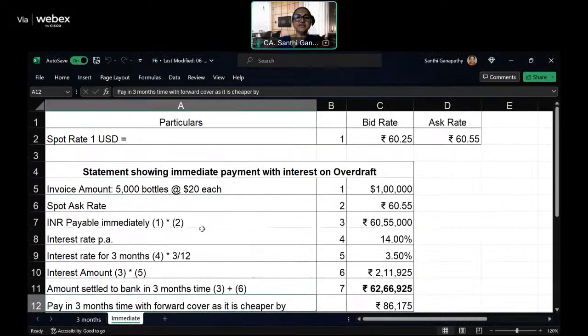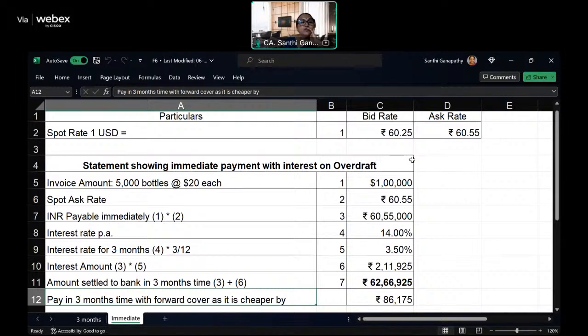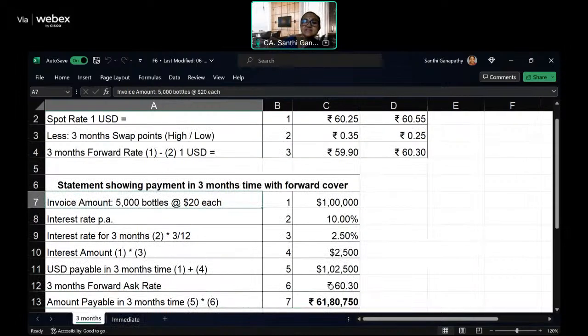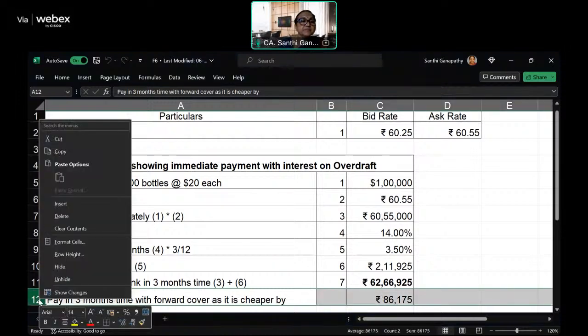So immediately if you settle, what happens? We have the spot rate, invoice amount we know, you will settle this much, but this much you would have taken overdrawn for 3 months, for which you have to pay an interest. The amount settled would be 62,66,925 as against 61,80,750. So which is it? Amount settled to bank in 3 months' time is 62,66,925.